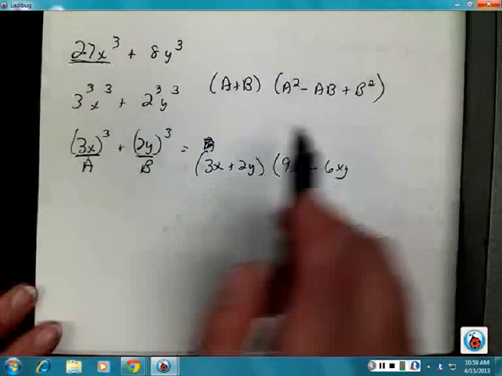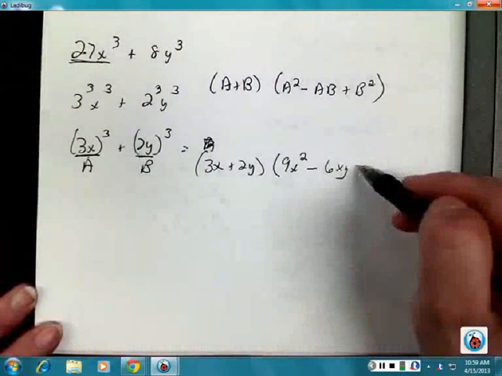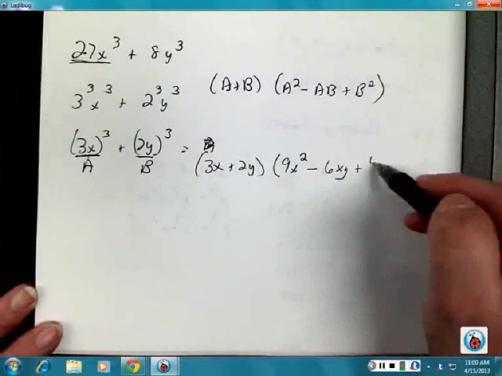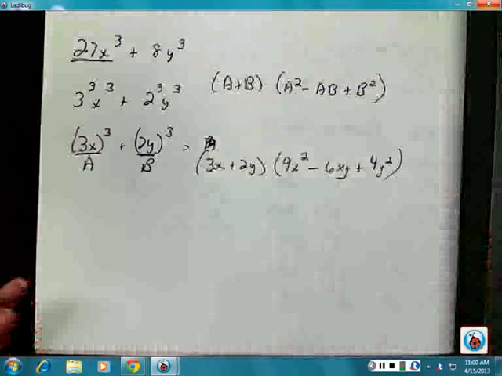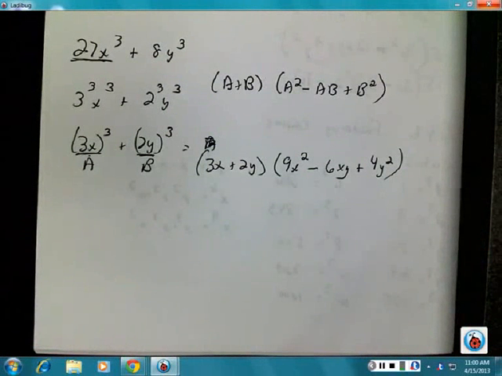And then finally, square my b. 2 times 2 is 4. Y times y is y squared. And I am done. I think the hardest part with these is getting the bases, figuring out what you have in your base values coming out of these. Let's take a look at another one.